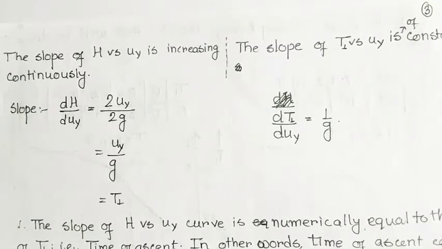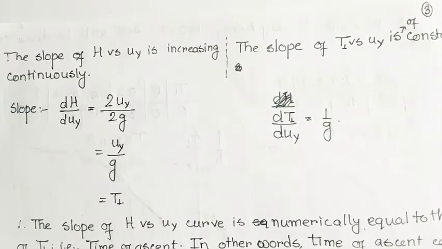And my friend, what is uy divided by g? It is T1, the time of ascent. So now we get a new piece of information: the slope of the h versus uy curve gives us the information about the time of ascent. This is the thing that you have to understand.